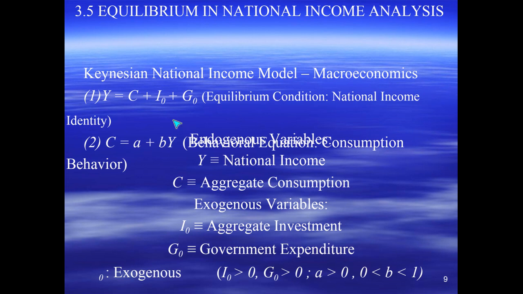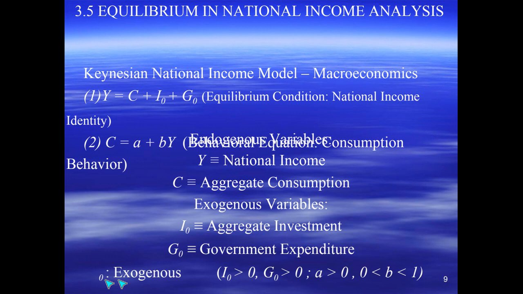So this is a Keynesian national income model, which is a macroeconomic model. We have two equations, very simple. The first equation is the equilibrium condition or the national income identity. It's a Keynesian model from John Maynard Keynes. The first equation is Y equals C plus I0 plus G0.